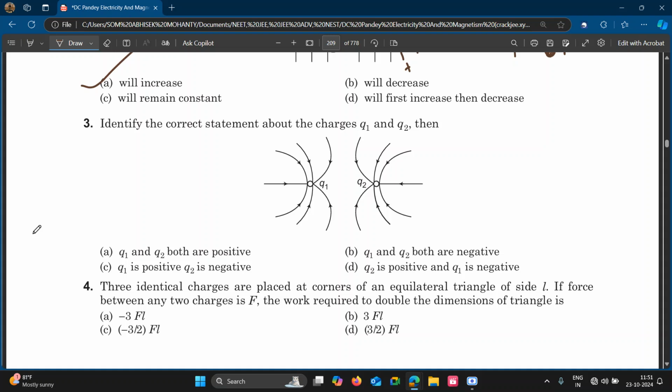Very easy question. Two charges are there, Q1 and Q2. See, the field lines are going into Q1. That means it should be negative only. Q1 is negative. Field lines are again going into Q2, so Q2 is negative. And see, they are repelling each other, and there is no electric field in this part. That means there is a neutral point here. All the field lines will be repelling themselves, and there will be no electric field line at this point. Both are negative charges, both are the same charge.